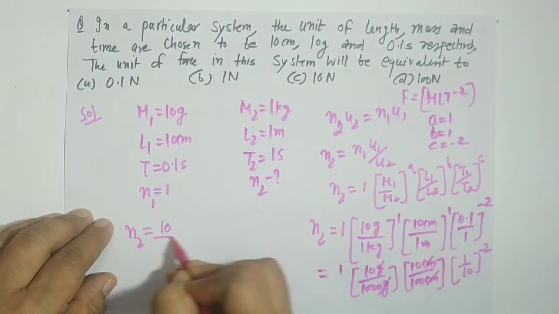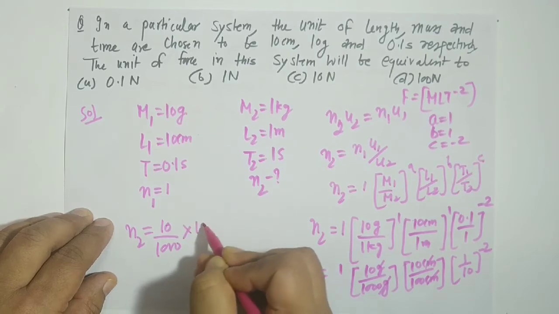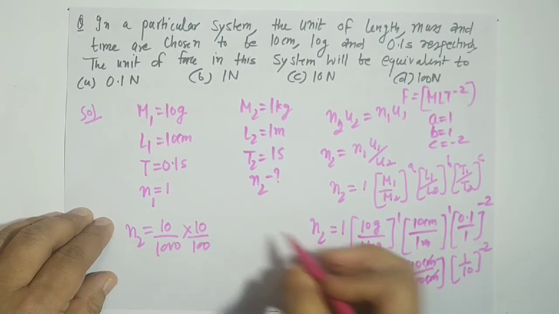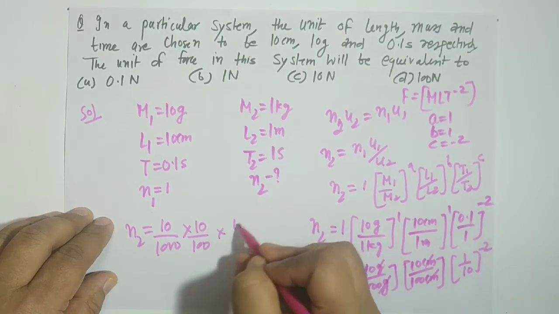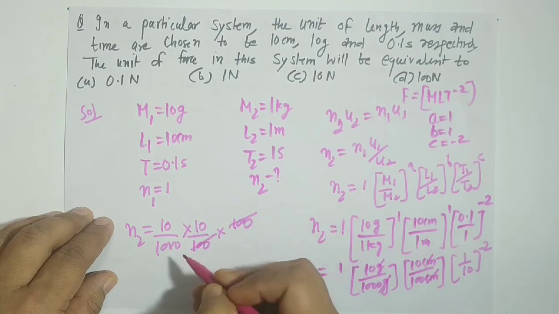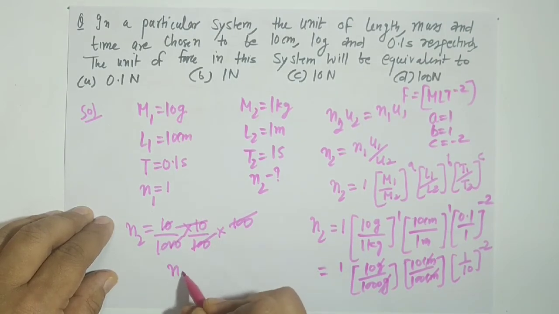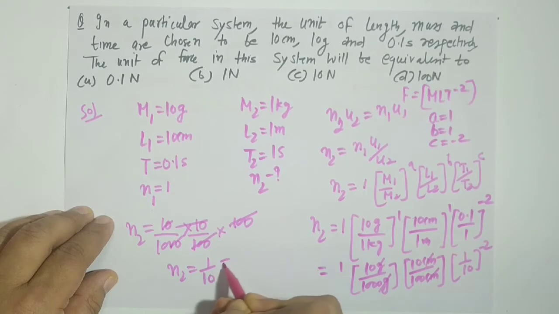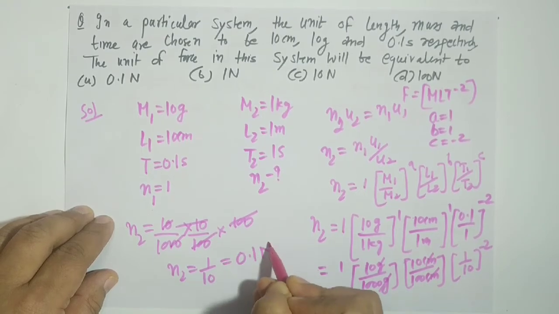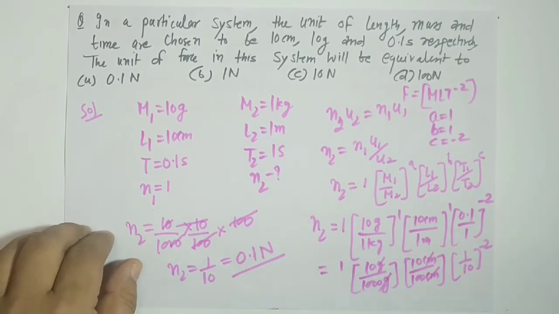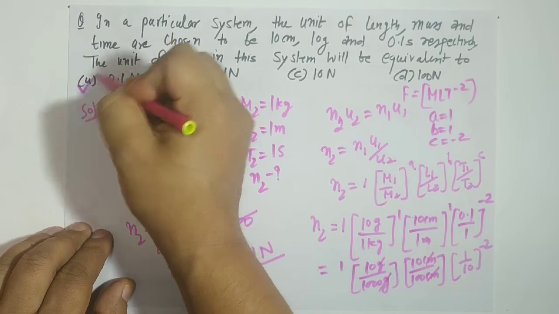It will be 10 by 1000, 10 by 100, and the last term will be reciprocated, it will be 100. So the 100 cancels out, and these 10s also cancel out, and the result is 1 upon 10. That is 0.1 Newton. Got it or not? So this is the answer.